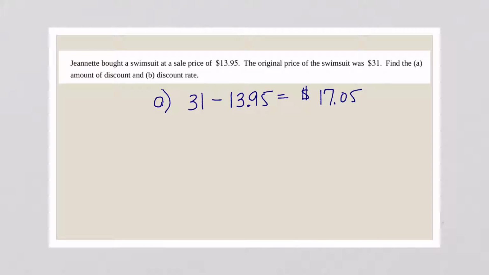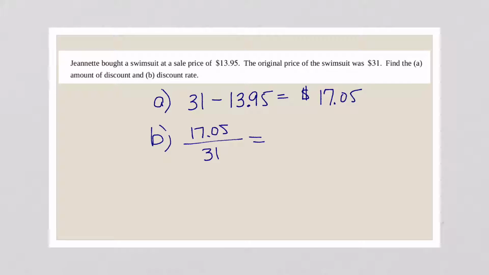So on my calculator, I'm typing in 31 minus 13.95, and I get that her discount was $17.05. Now, in order to determine the discount rate, I have to take that $17.05. I did not type that in right. There we go. $17.05, and I have to divide it by the original amount of the swimsuit.